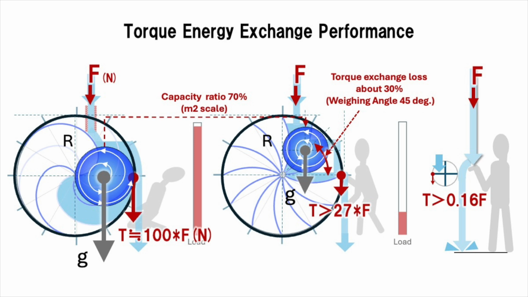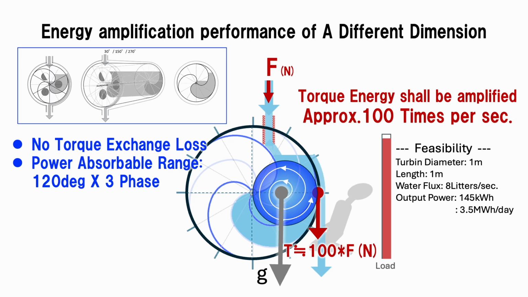And according to actual physical mechanics calculations, if it compares the force of the running water to the force of torque created by the weight of the water stored in it, it goes 100 times stronger in all range. More specifically, if the warp turbine is 1 meter in diameter and 1 meter in length, and the inflow water volume is only 8 liters per second, 145 kilowatt-hours of energy can be generated per hour.